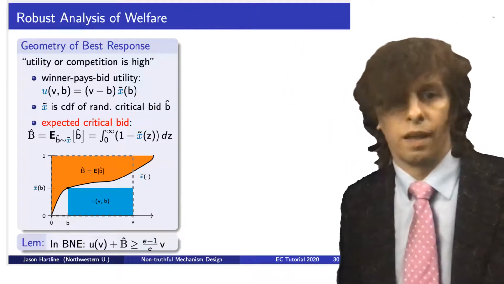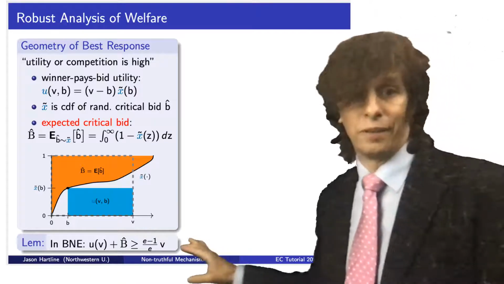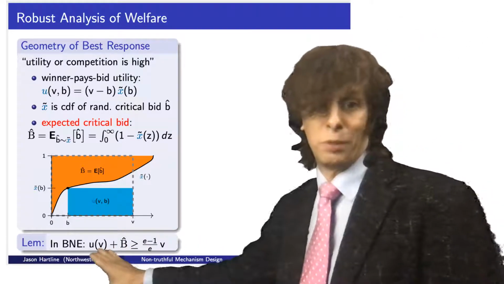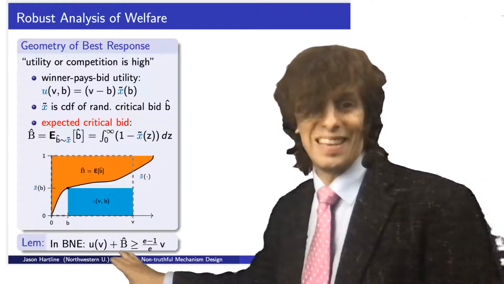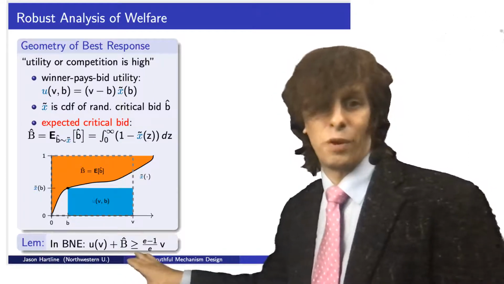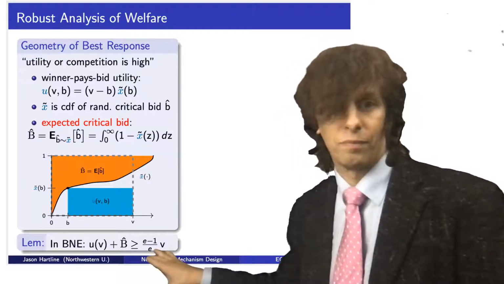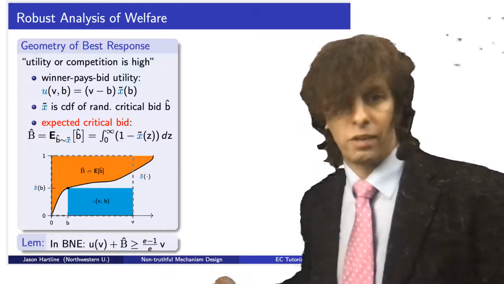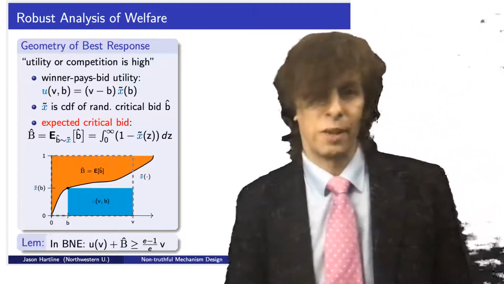Cool. The lemma that we're going to be able to show is the following: that the utility, the blue area, plus the expected critical bid, the orange area, is at least an e minus 1 over e fraction of the value of the agent. Okay, we'll look at this analysis on the next slide. Okay, that's the geometry of best response.